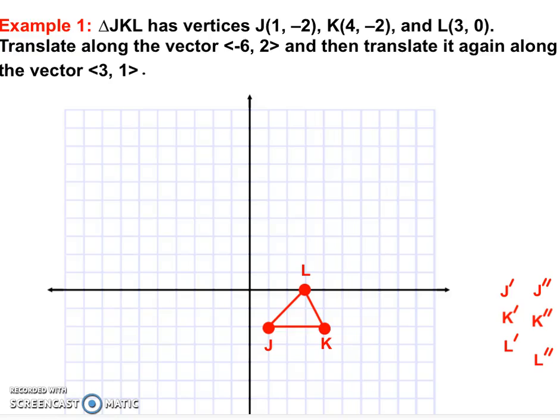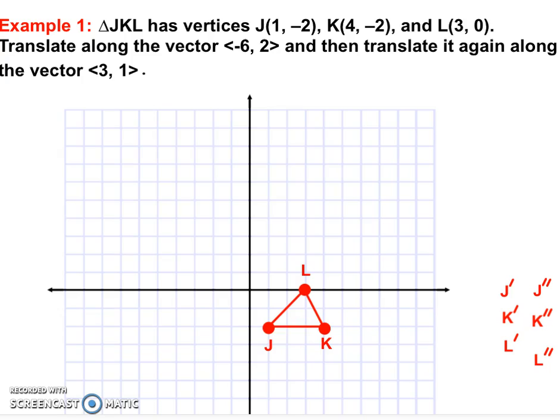I want to talk to you about some compositions that are going to be on the final. Here's example number one. We want triangle JKL, which has the following vertices, J, K, and L. We're going to translate along the vector -6, 2, and then translate it again along the vector 3, 1. So what we're doing is the composition of translations.